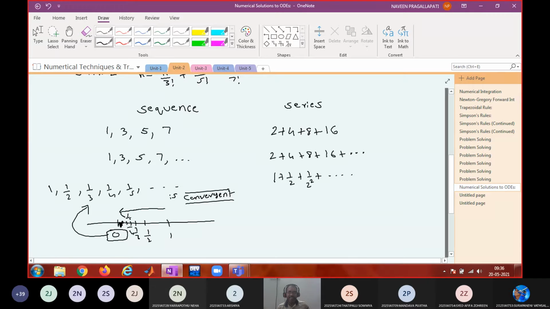If that is not the case, we say it is a divergent sequence. Any sequence which is not convergent is said to be divergent. So is this a convergent sequence or a divergent sequence? Convergent sequence. This one, 1 3 5 7, is divergent. Diverges to where?